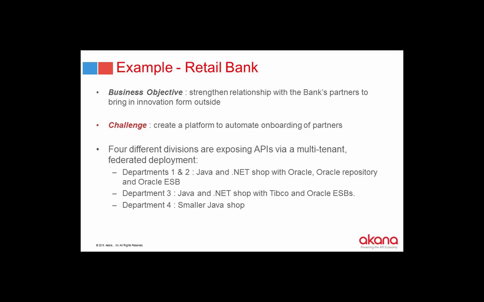The issue at hand was that they had 4 different divisions that were exposing APIs. They had 2 departments that were both using Java and .NET with Oracle backend and ESBs and repositories. They had another department that was sort of TIBCO-centric, and another department that was a small Java shop but did not have an ESB. And each of these different departments or lines of business was politically or culturally a very, very sort of different organization.